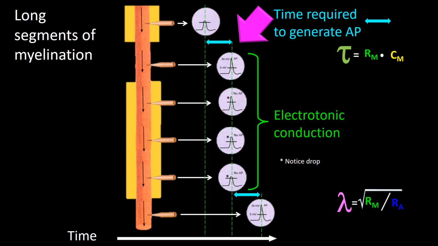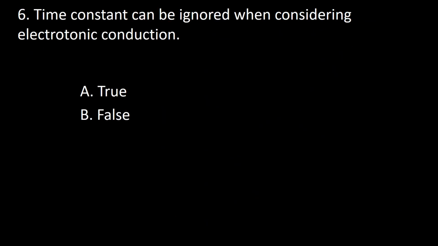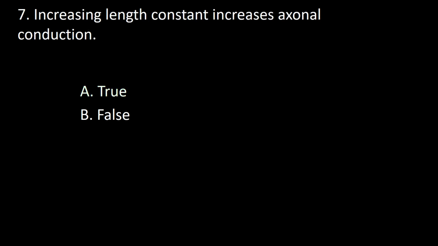The extent of the advancement is a function of the length constant of the neurite, in this case of the axon. But unlike the action potential indicated here by the two arrows, it is not influenced by time, at least as best as we can measure time at the moment. So the answer to this question is true. Next question. Increasing length constant increases axonal conduction. A true, B false.